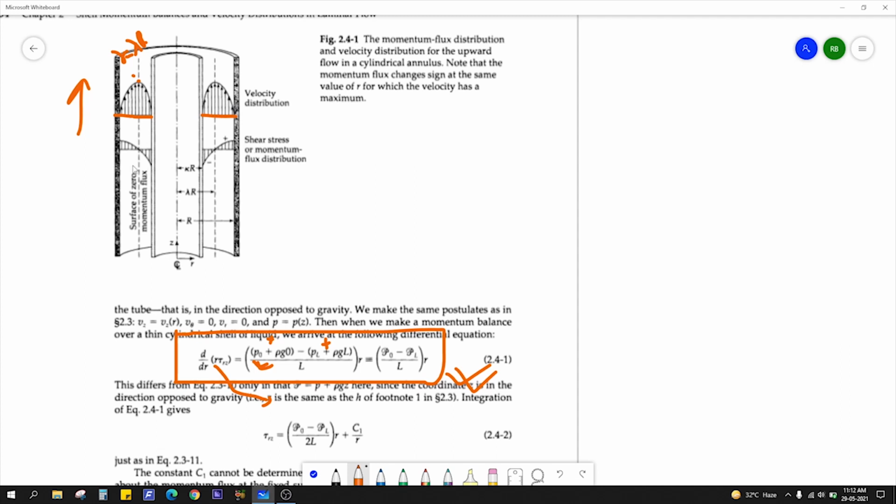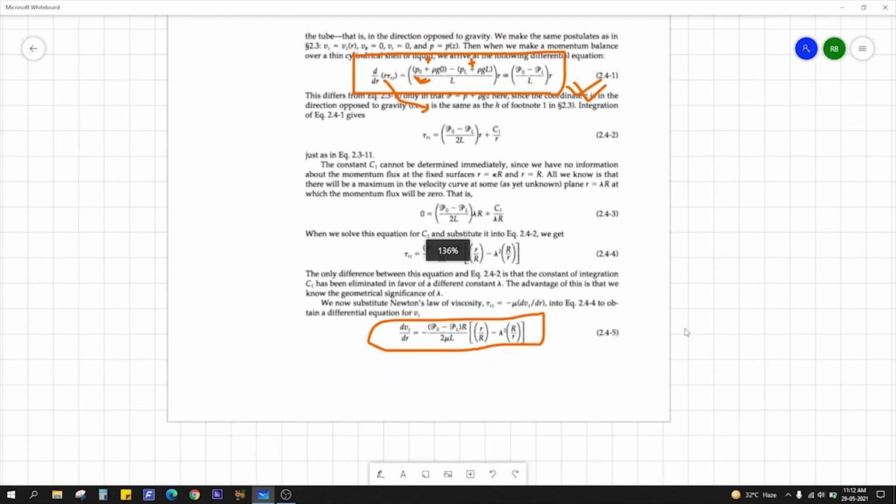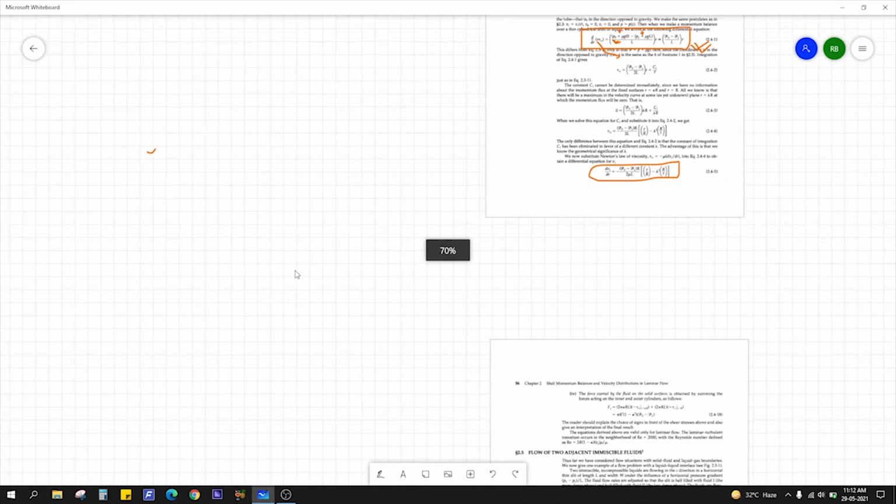Similarly, we have the shear stress profile somewhat like this. It will be 0 at this line, and here it is positive, here it is negative, here it is positive, here it is negative. You can plot it. Okay, so you have got the velocity profile and the shear stress profile.